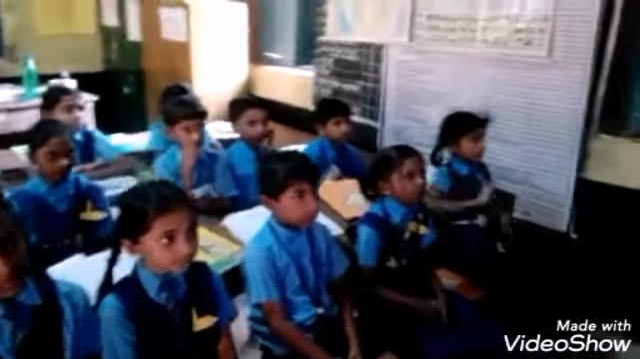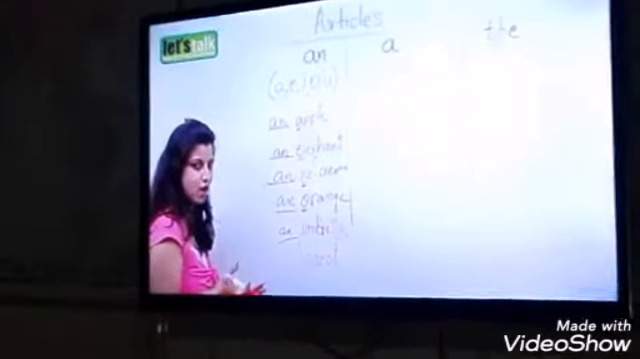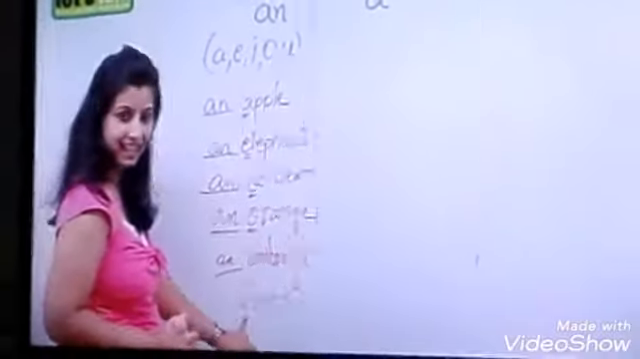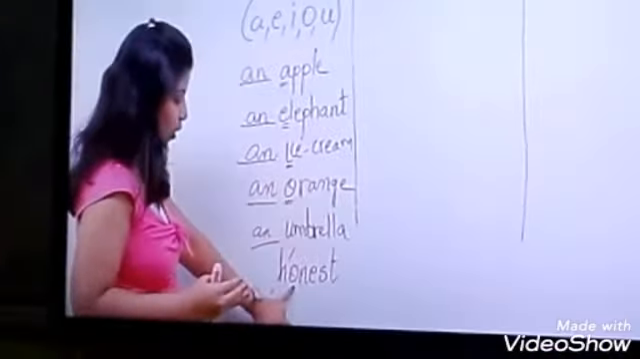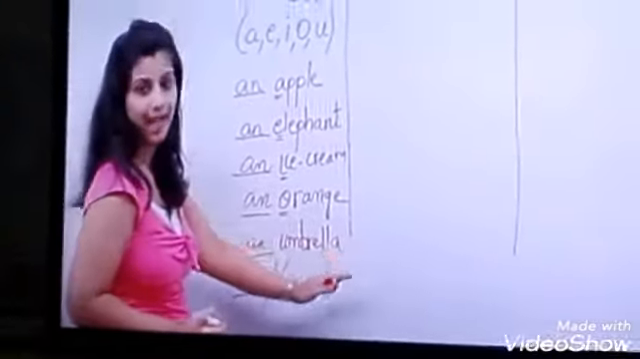There are a few exceptions here which I will tell you about. Let's take the word honest. Can I say he's a honest man? No. I'll tell you why. I pronounce the word honest, I have to say 'onest' and not 'honest'. So automatically the H becomes silent and my word begins with the sound O. So that is why I am going to write an honest man. Wasn't that simple?